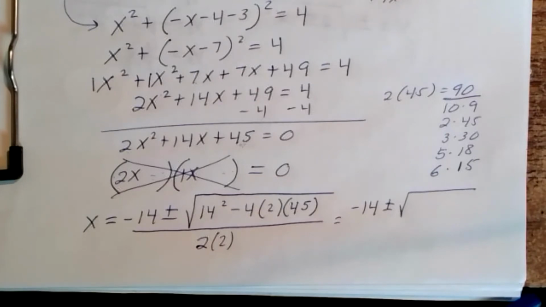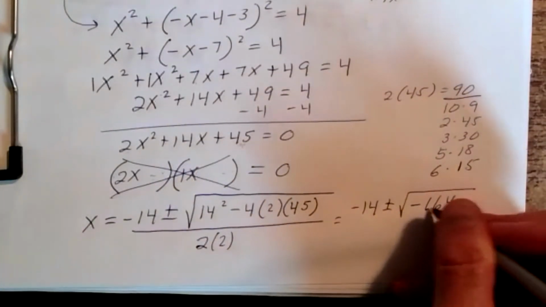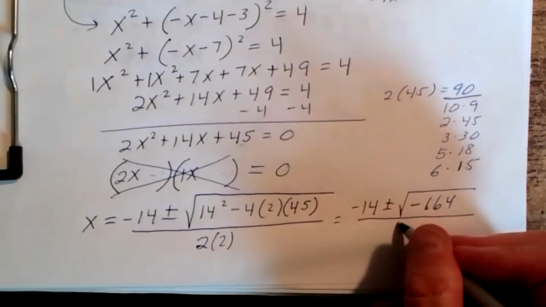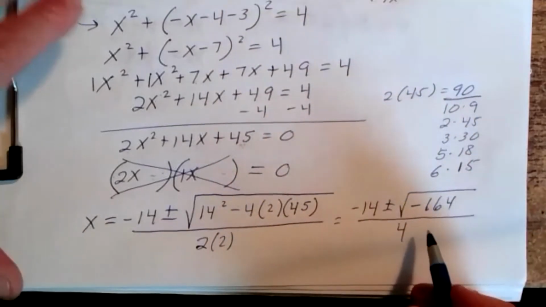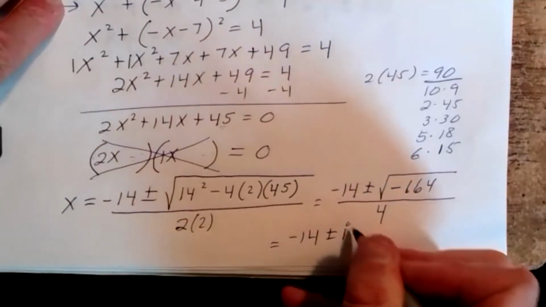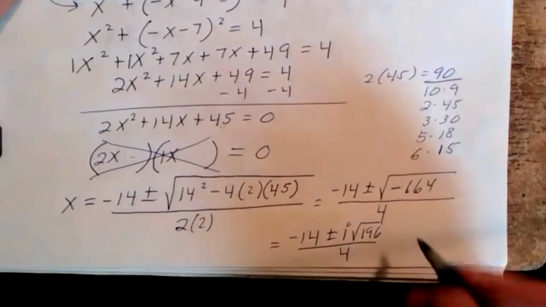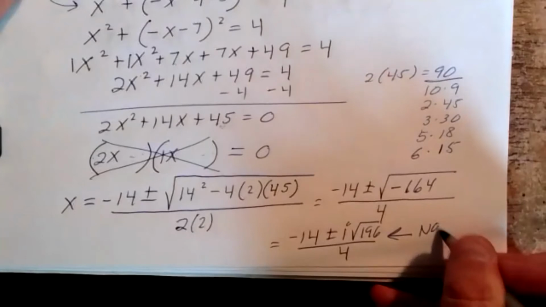I don't know about you, but I think we're getting a negative number, aren't we? Aren't we getting a negative 164 underneath the square root? No wonder we couldn't factor that trinomial. These are not even real, are they? These are imaginary. So ladies and gentlemen, we get negative 14 plus or minus i times the square root of 164 over 4. The bottom line is these are what? Non-real.